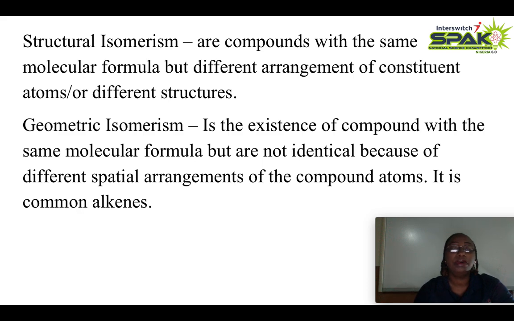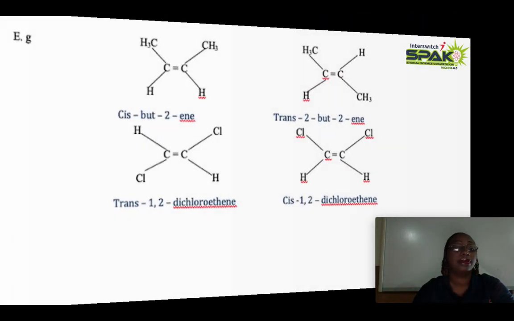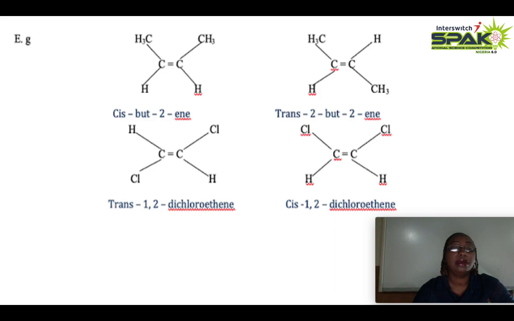It's the existence of compounds with the same molecular formula that are not identical because of different spatial arrangement of the compound's atoms. It is mainly common in alkenes. Let's see examples of geometrical isomerism. Now let's look at this compound. We have two compounds there.